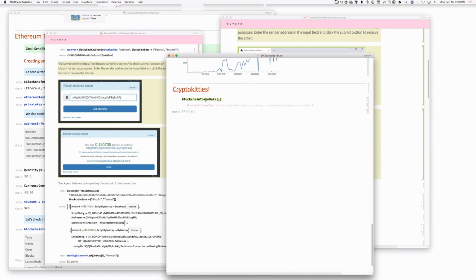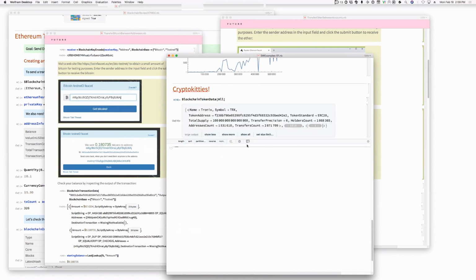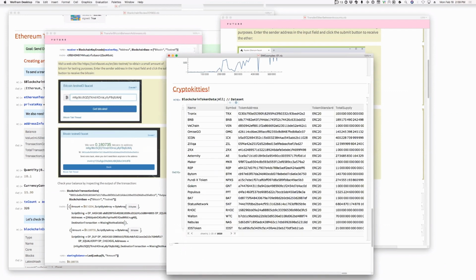The way you would do it is you would put all, and then you would do something like part or take. Okay, but what is that going to give me? If I say data set there, is that really going to give me all of the tokens? Yeah, but only the general information.